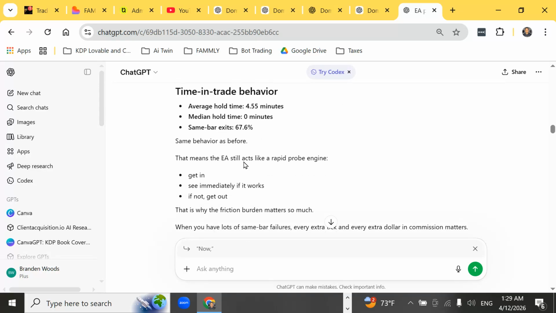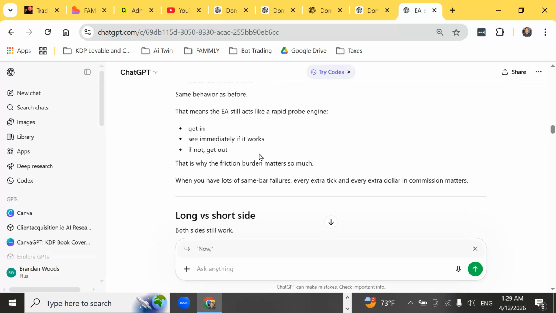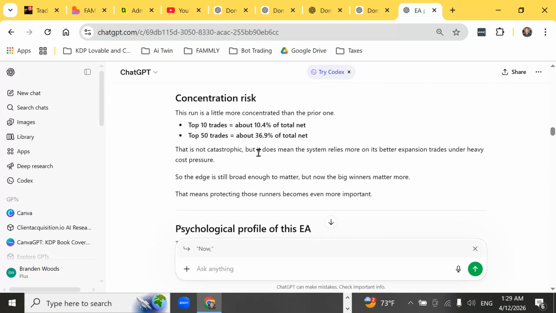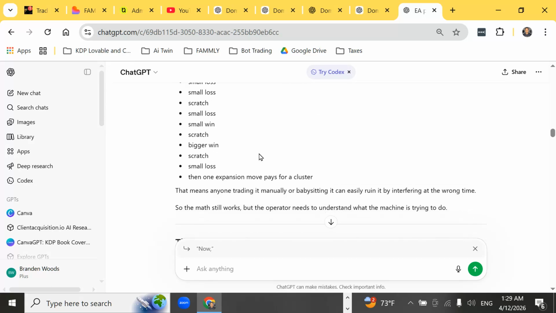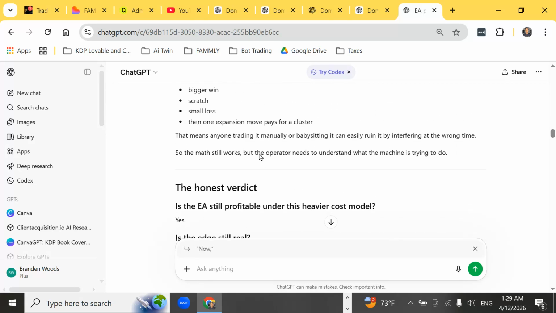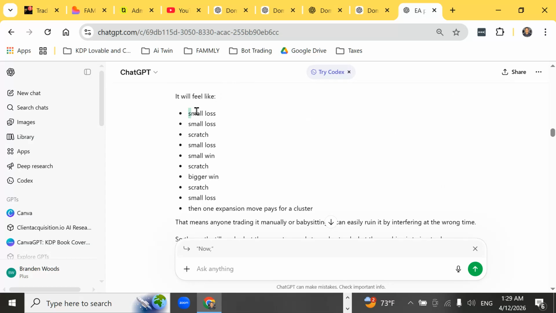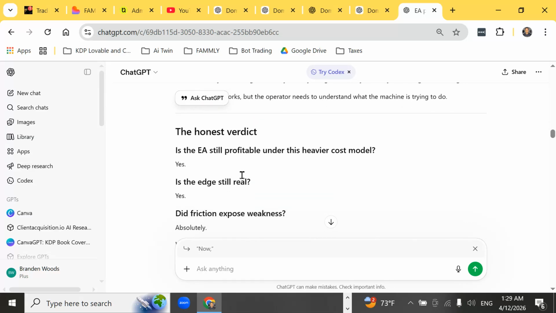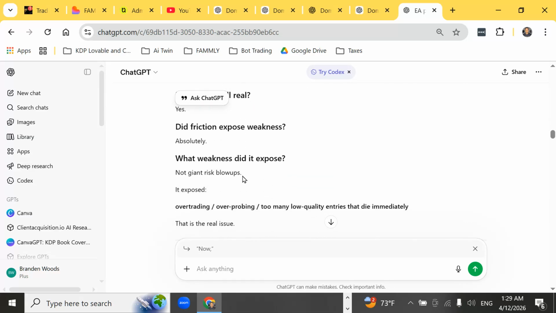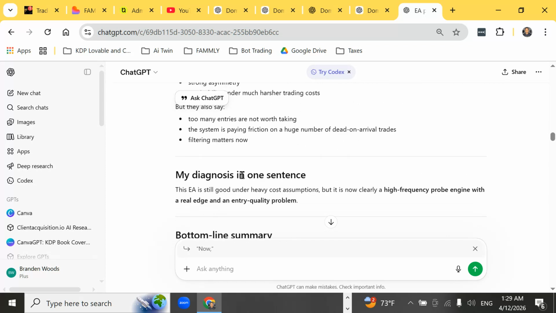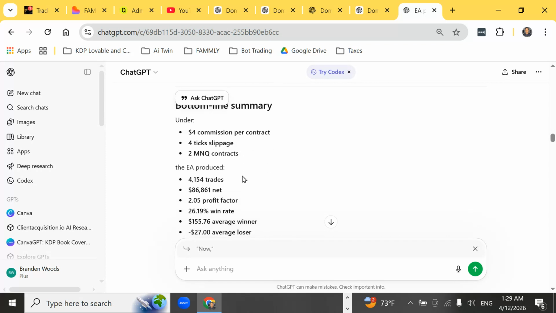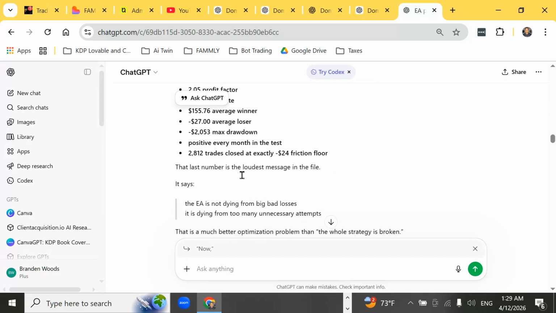So average hold time, all of this. These are all the details that you're going to need. And this is what to expect. Small losses, small wins, scratch, scratch, scratch, bigger wins, scratch, scratch. So that's what you're going to expect. So it's not broken when it's doing that. Just let it do its thing. And that's it. That's really it.